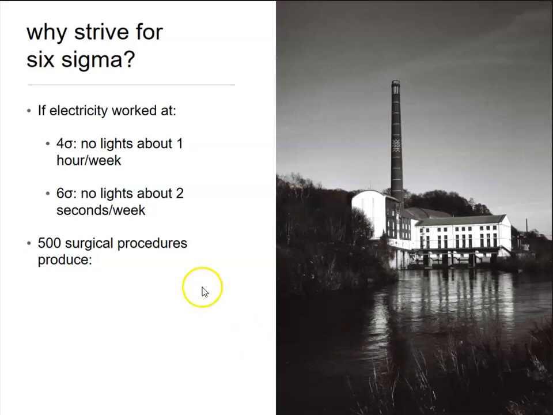And at 500 surgical procedures, at 4 Sigma, you get 4 dead people, and at 6 Sigma, you get 0 dead people. For every week of television broadcasting with 4 Sigma, you get 1.6 hours of dead air, and with 6 Sigma, you get 1.8 seconds of dead air. This is why Six Sigma is used extensively in the medical field. It's because they're trying to eliminate the defects which can eventually kill people. So you can see the difference between 4 Sigma and 6 Sigma. That's why we're striving for a higher Sigma.